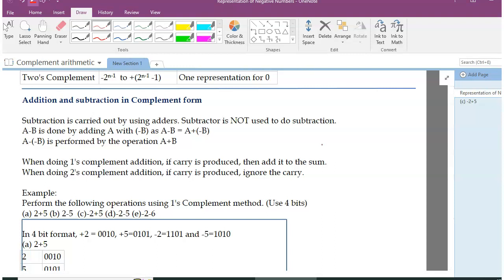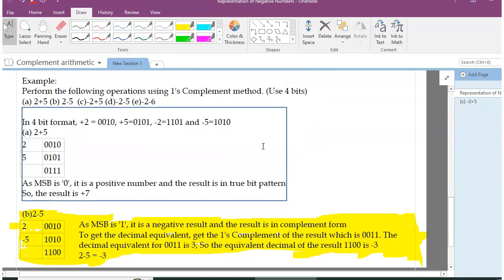We can use the binary pattern to find our decimal. So let's see some examples. We want to perform 2 plus 5, 2 minus 5, minus 2 plus 5, minus 2 minus 5, minus 2 minus 6 by using ones complement.